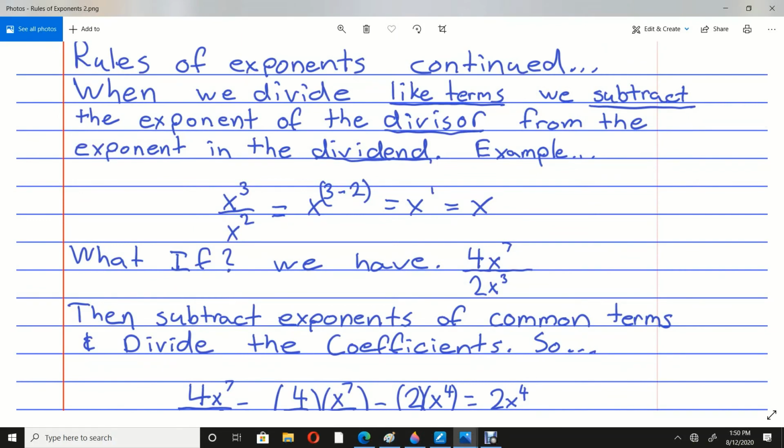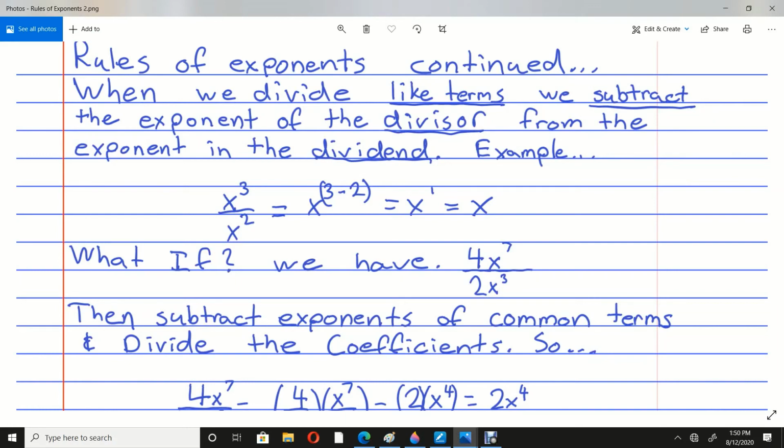Rules of exponents continued. Okay, so when we multiply like bases, we add the exponents, but when we divide like bases, like terms, we subtract the exponent of the divisor from the exponent of the dividend. So in this example, we have x to the third divided by x to the second power. We're just going to subtract the exponents here. So we'll have x to the 3 minus 2, which is x to the first power, or just x.